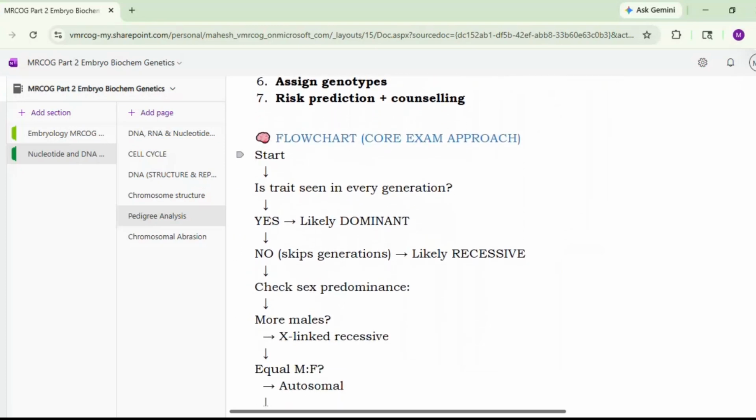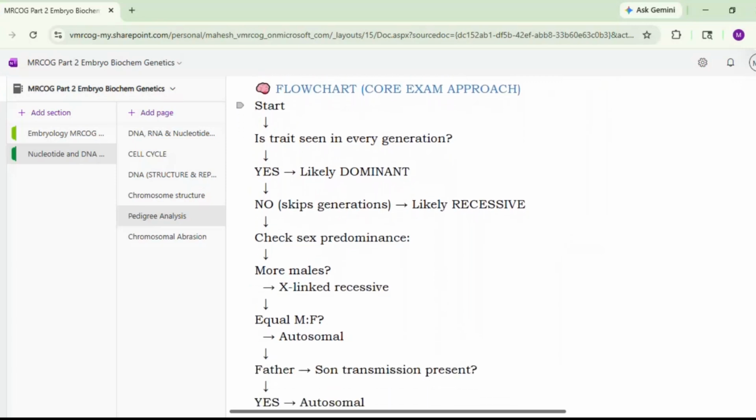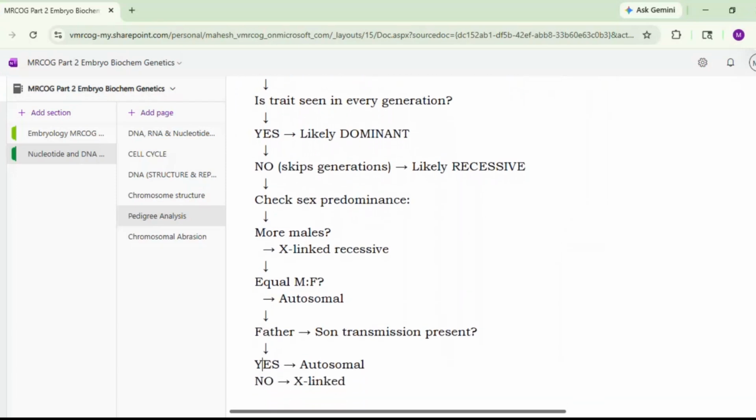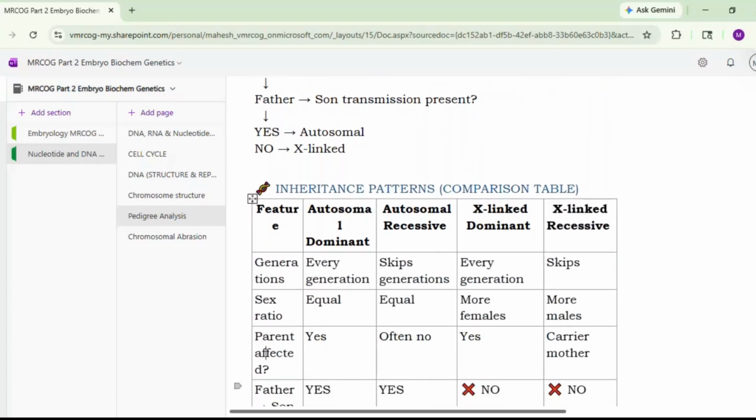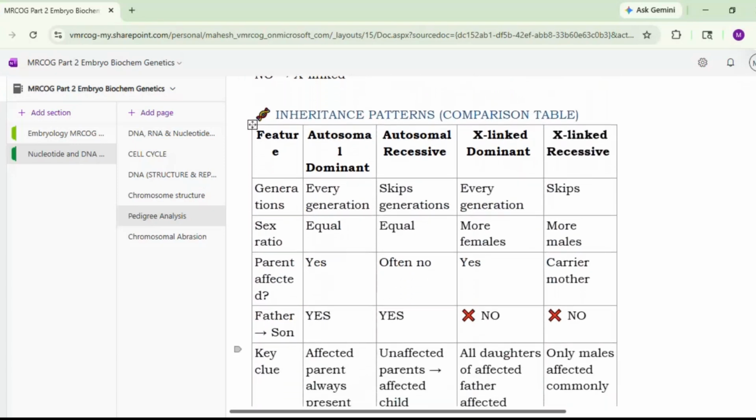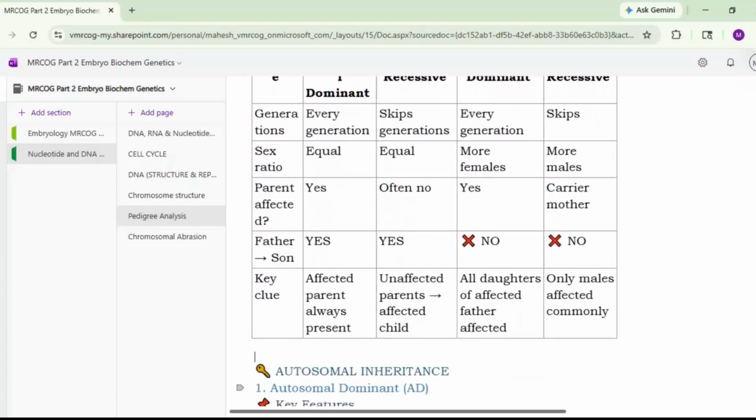So start: is the trait seen in every generation? If yes, it is likely to be dominant. If it is skipping a generation, it is likely to be recessive. Check sex predominance. If it is more in males, it is likely to be X-linked recessive. If it is equal in males and females, it is likely to be autosomal. If father to son transmission is there, then it is autosomal and not X-linked. Okay, so that is how you do it; this is the same pattern which is discussed here.